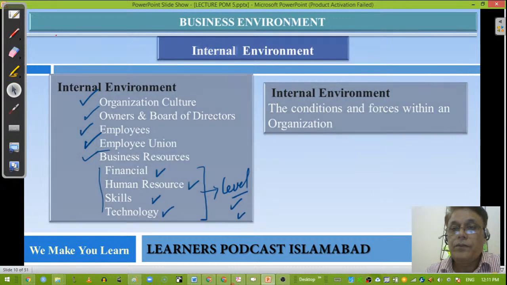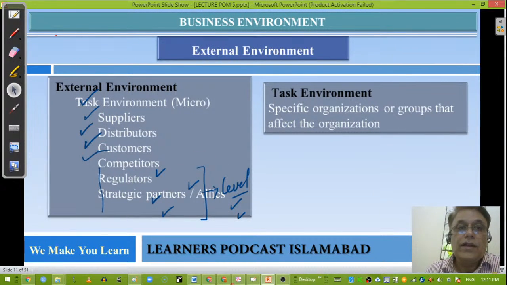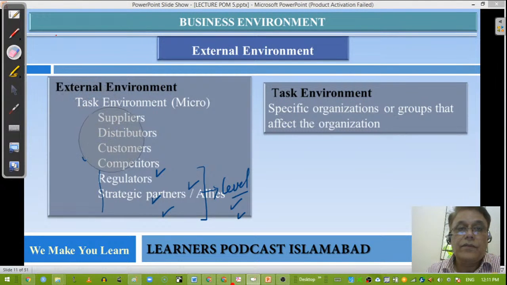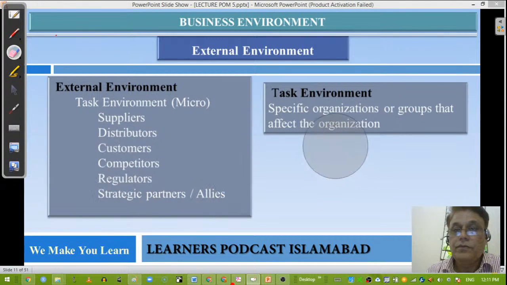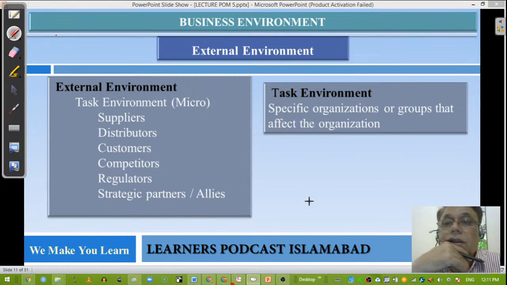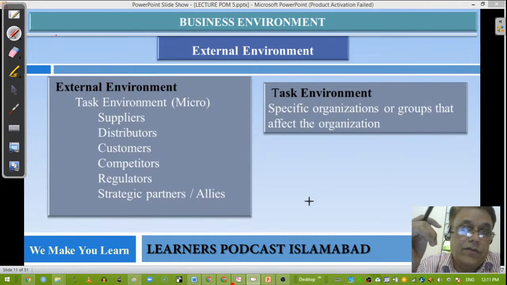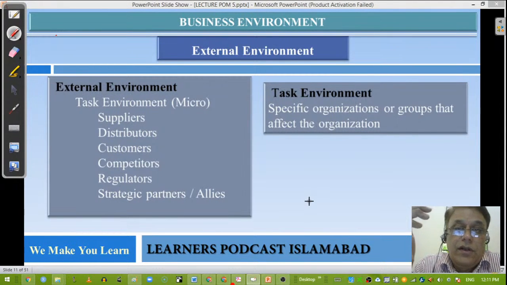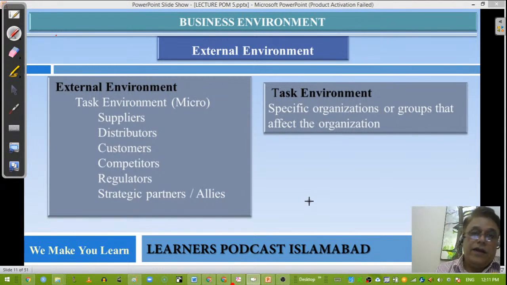So what are the components in the external task environment? As you know, these are the forces that are specifically or directly interacting with the business. So what are these forces? This includes the suppliers, the ones who provide you the goods. It's not necessary that every business has to deal with suppliers and distributors. It depends on the type of business you are doing.